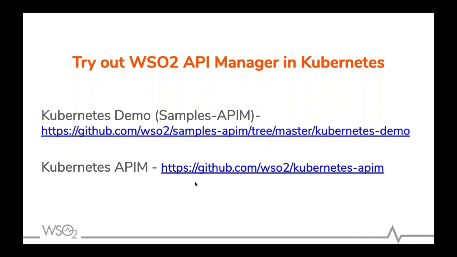And in this one, the Kubernetes API repo is the official set of Kubernetes artifacts we release from WSO2 related to API Manager. So you can find those artifacts as well. The key difference is that in the samples repo, you have a modified version of it with some scripts in it. In the future also, we'll be releasing those artifacts in the Kubernetes API repo for future releases as well.